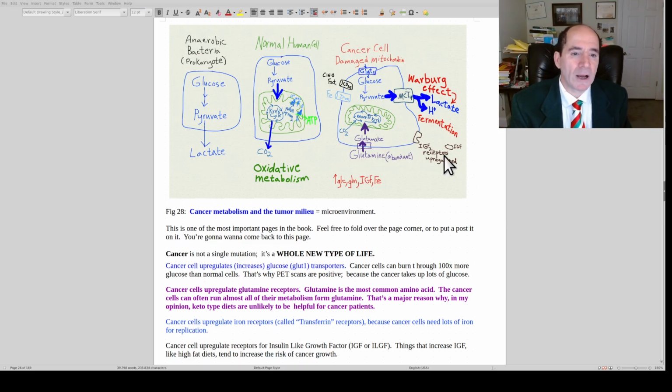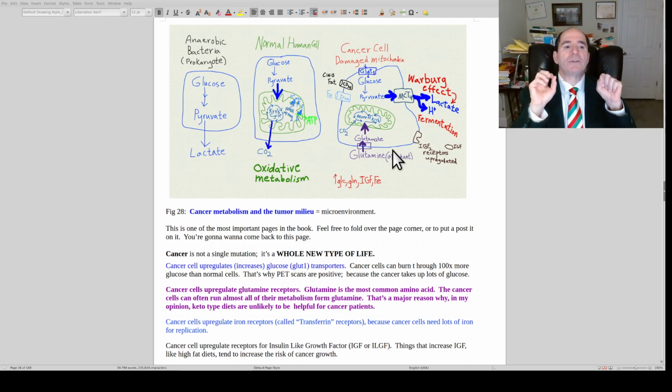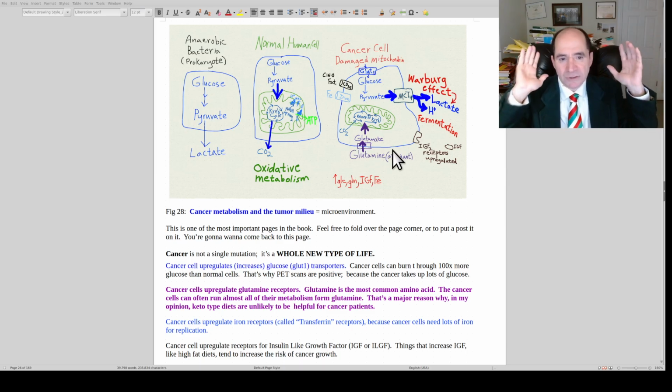There's going to be a lot more insulin-like growth factor receptors. They're upregulated, meaning increased amounts are placed on the plasma membrane of the cancer cell. So what this means is the cancer cell is hypersensitive to those growth factors. And that's why regular people, the way they think is just stupid.